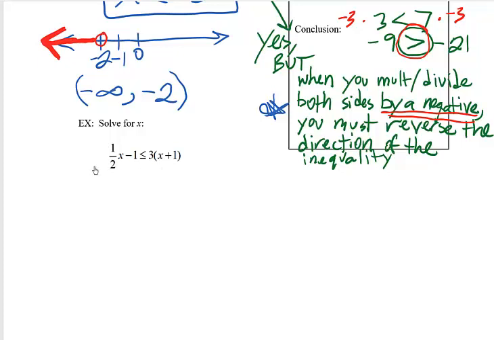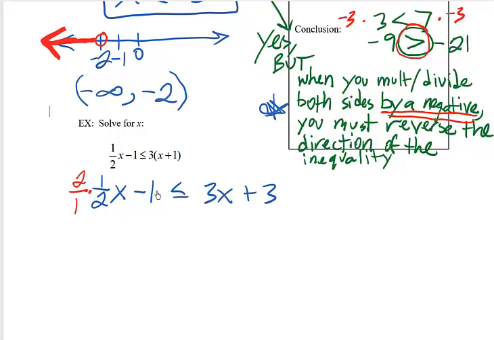Let's see, where should I start? I think the first thing that strikes me on this problem is that parentheses is not helping me very much, so I think I will distribute the 3 to both parts. And then the next thing that I'm not really excited about is this fraction here. I think it's always nice to clear the fractions when you're solving an equation, or in this case an inequality. The LCD is definitely a 2, and so I would have to go through and multiply both sides by 2, or another way to say that is multiply each term by 2.